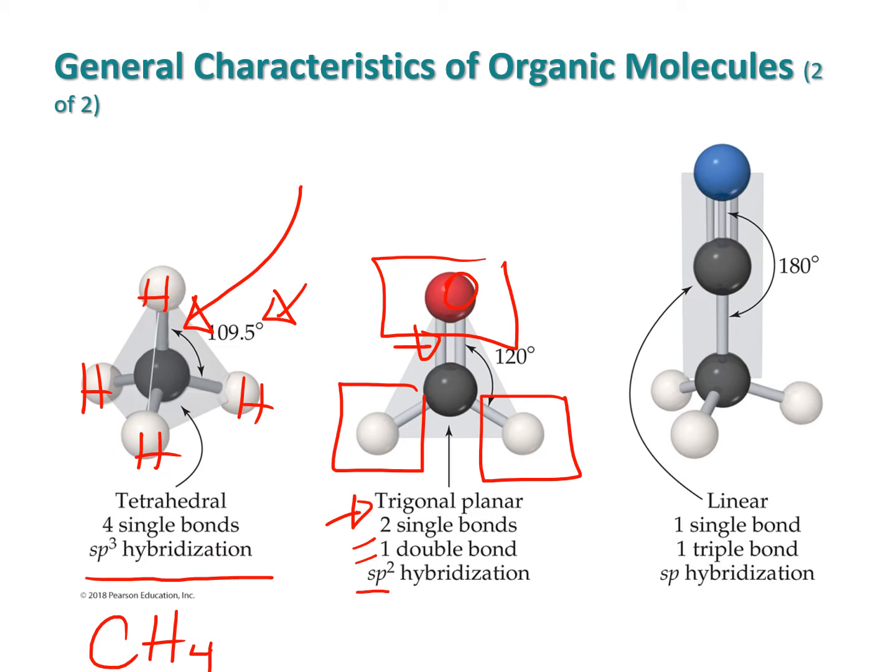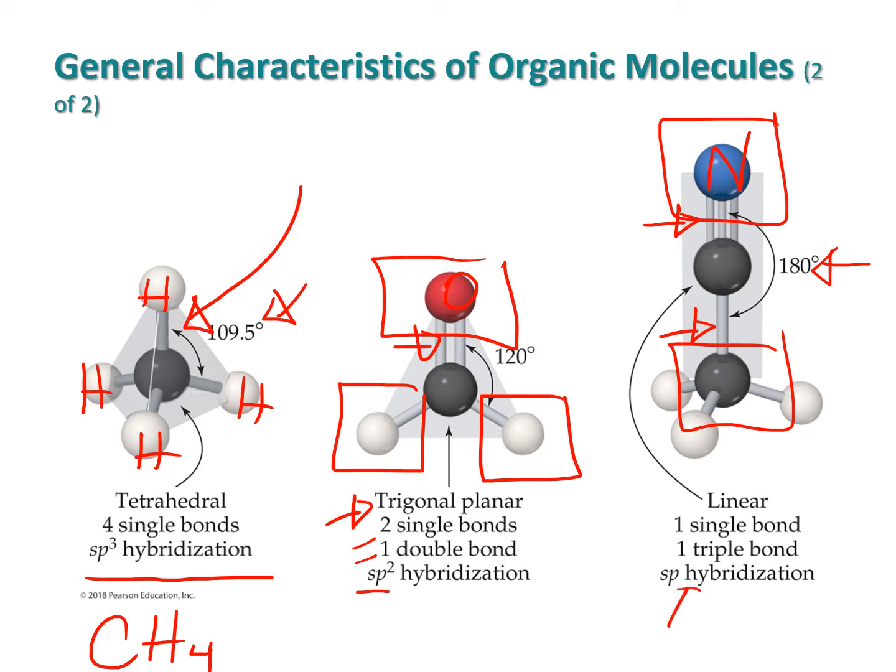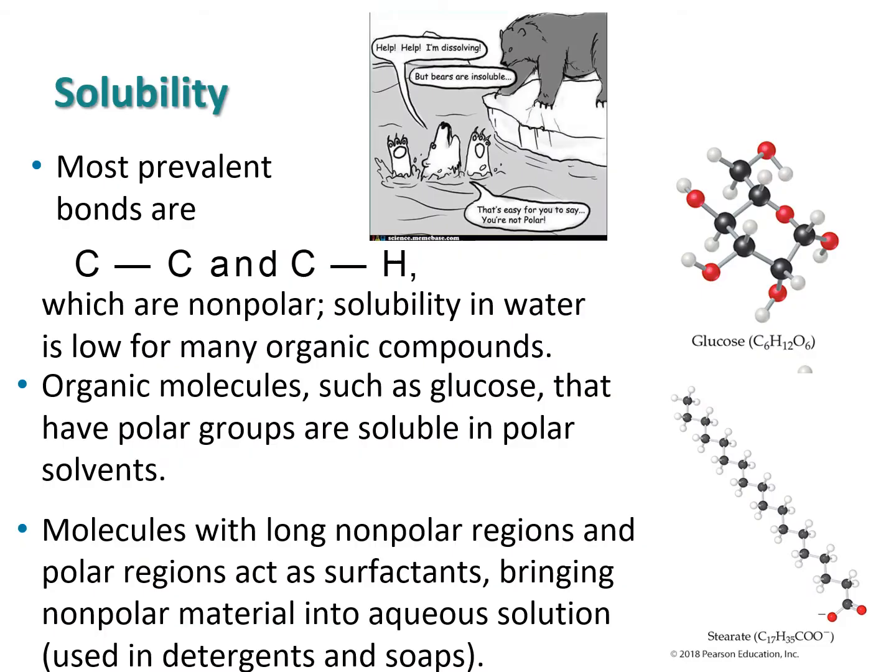And then finally here we have carbon bonded to another carbon, and then it has a triple bond. I believe, if I'm not mistaken, this may be a nitrogen. So it's triple bonded to a nitrogen, and because of this it only has 2 total electron groups around it, and it has 180-degree angles, and it's sp hybridization. So these are the most common hybridizations and geometries that you will see on carbon atoms in organic molecules.